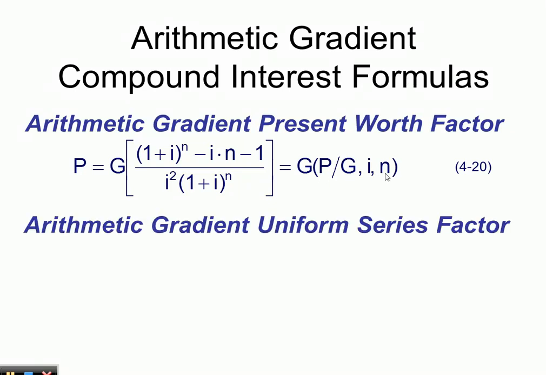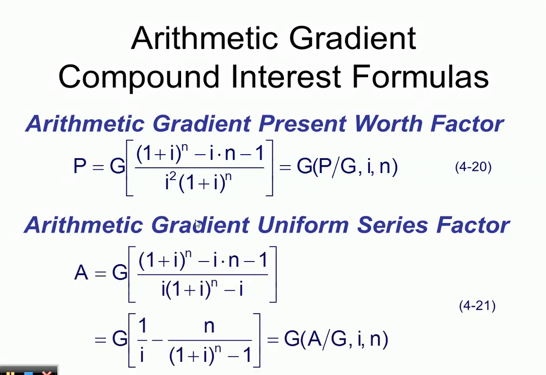And here's another formula, and this formula actually connects the A and G, and that's why it's called the arithmetic gradient uniform series factor. Here's the present worth for the present sum of money. This says uniform series, for the uniform series amount. And so again, very complicated, very involved formula. You don't have to remember it. Instead, you can look it up in the tables.